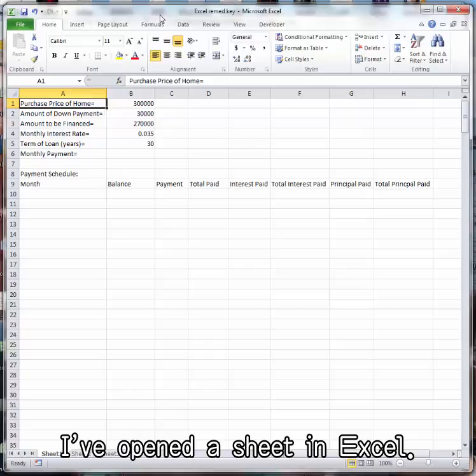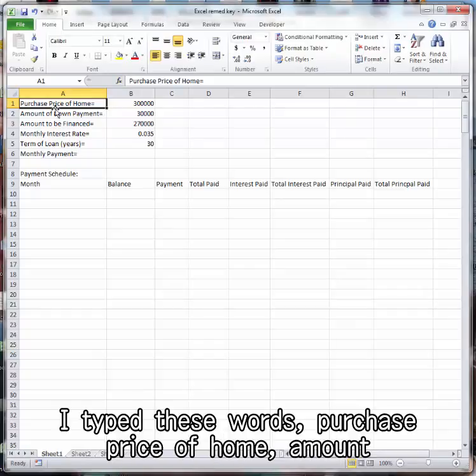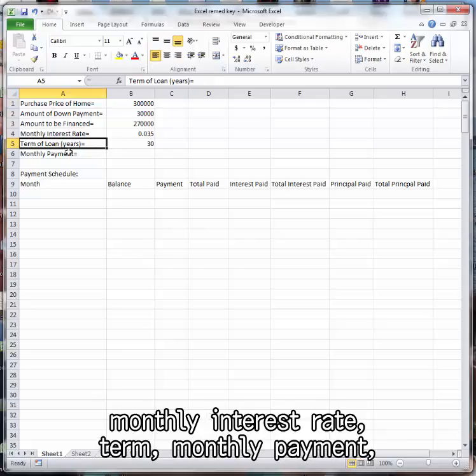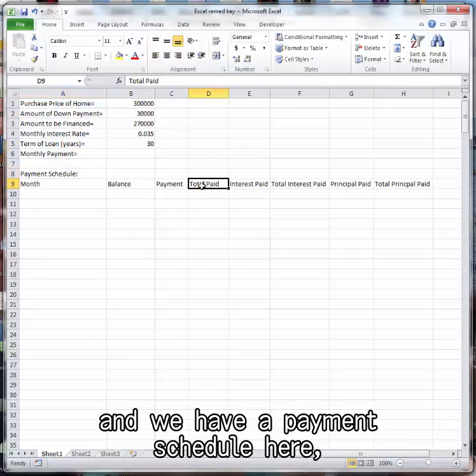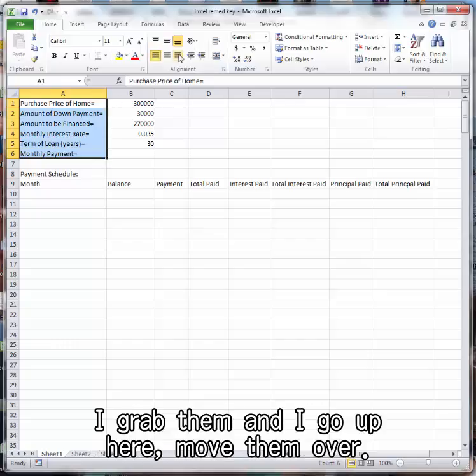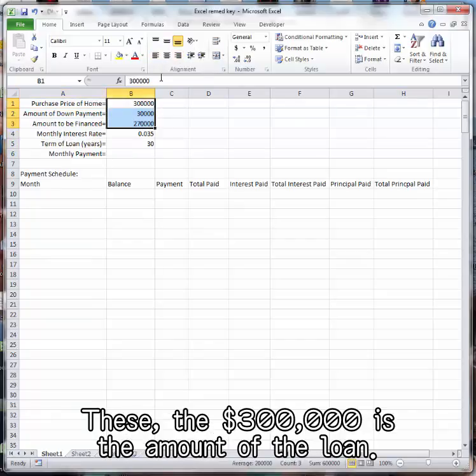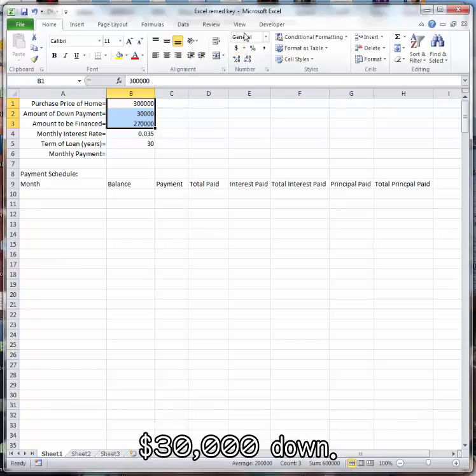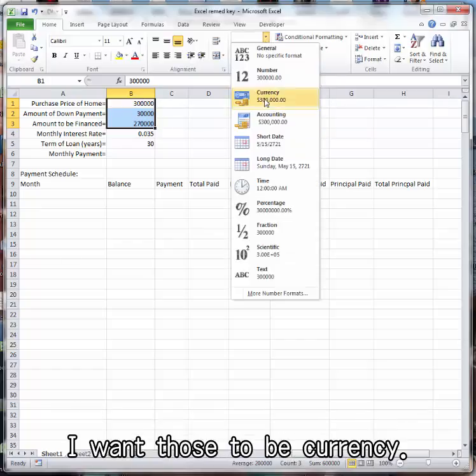I've opened a sheet in Excel. I've typed these words: purchase price of home, amount of down payment, amount to be financed, monthly interest rate, term, monthly payment, and we have a payment schedule here, which I'll explain in a second. I want these things to be right justified. I grab them and I go up here, move them over. These, the $300,000 is the purchase price of the home, $30,000 down. I want those to be currency.